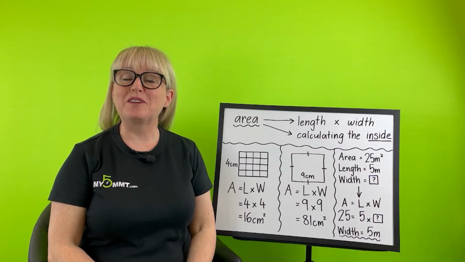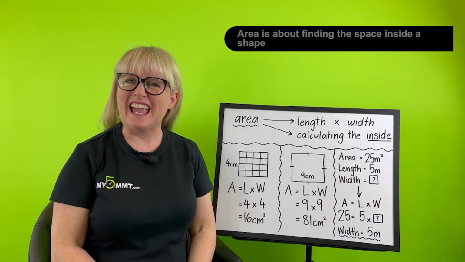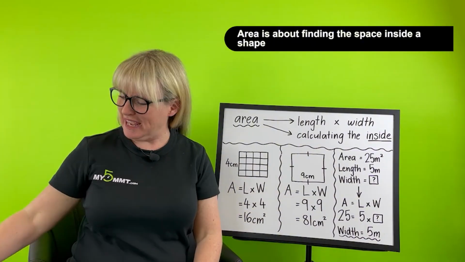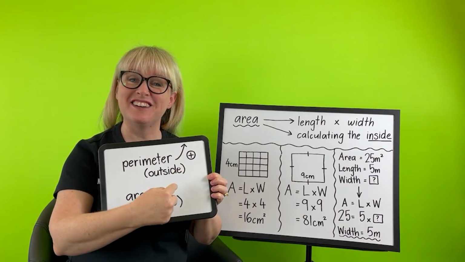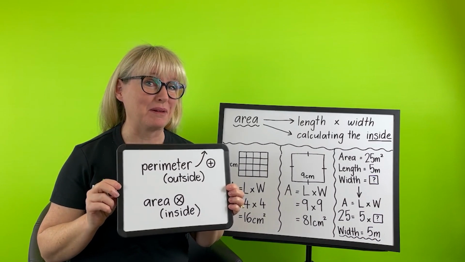This math summary focuses on calculating the area of squares and rectangles. Area is about finding the space inside a shape. If we look at this board, it's about how much space is inside, which is different to the outside edge when we're calculating the perimeter.